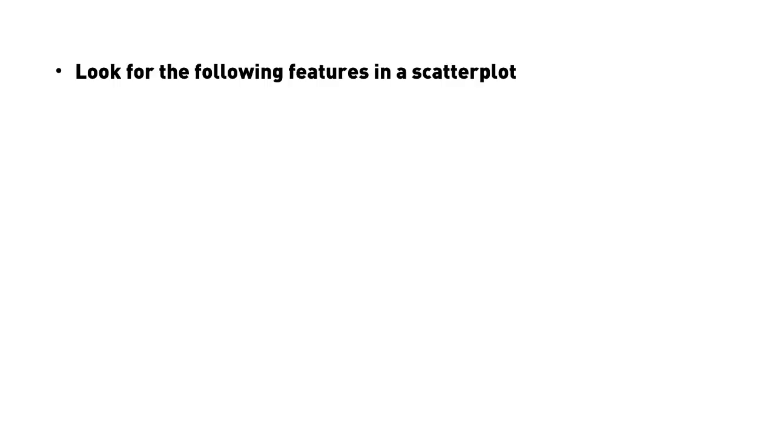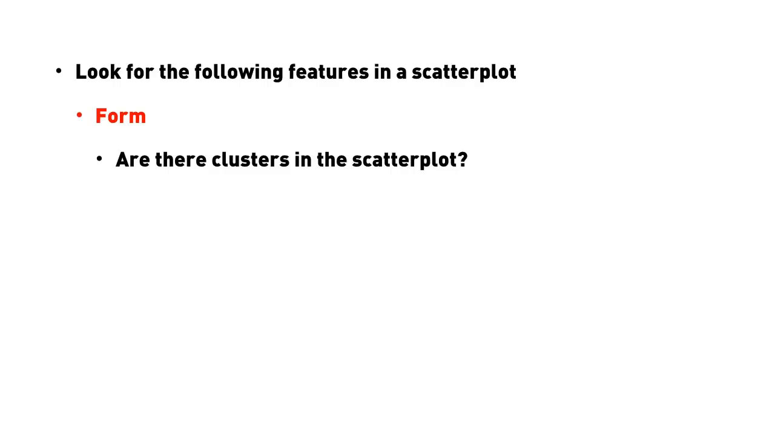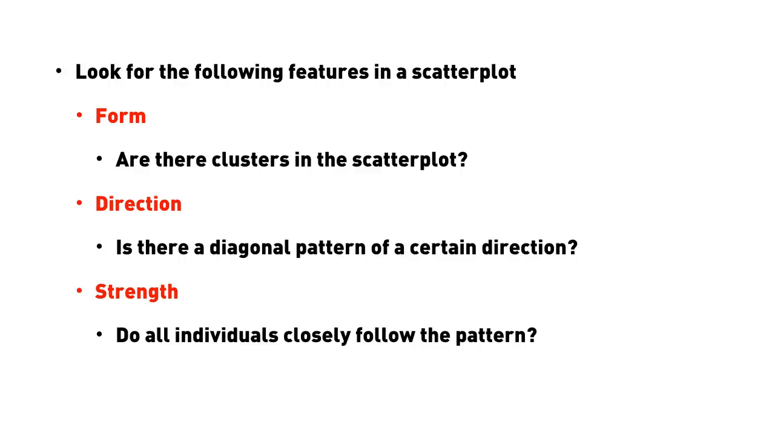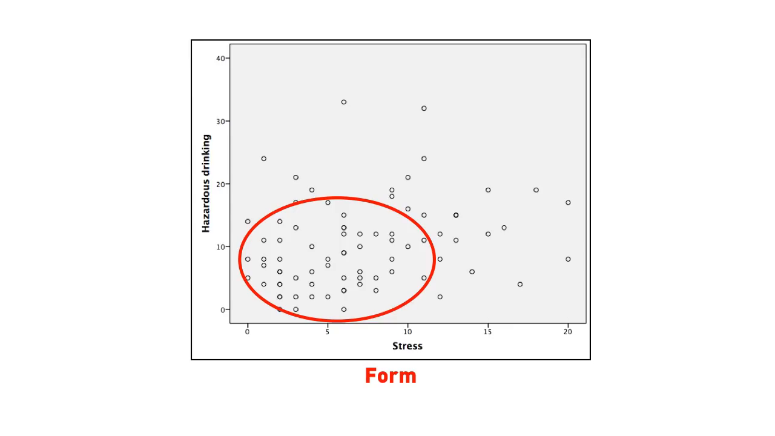And we can look for the following features in a scatterplot. Form. Are there clusters in the scatterplot? Direction. Does the data tend towards a certain diagonal axis? And strength. Do all individuals closely follow a pattern? So here is our stress and hazardous drinking. While no clear breakaway clusters of data are present, you can see that most of the data is down towards the lower left corner. Most people are low on stress and low on hazardous drinking behaviours.